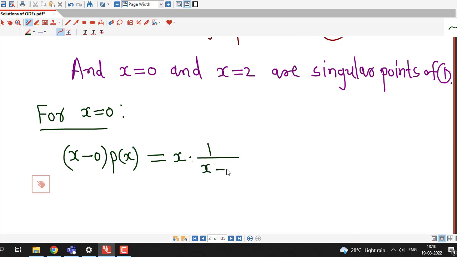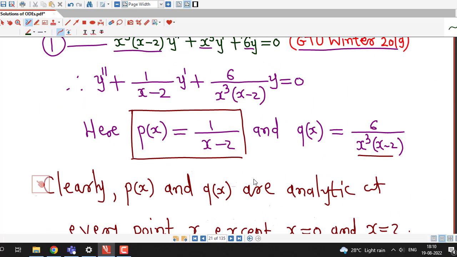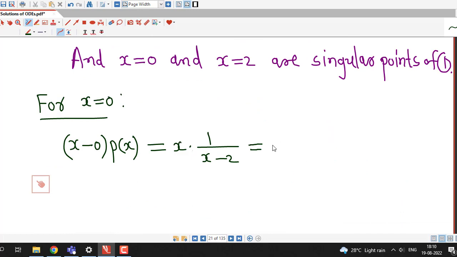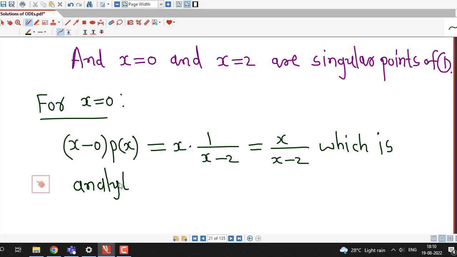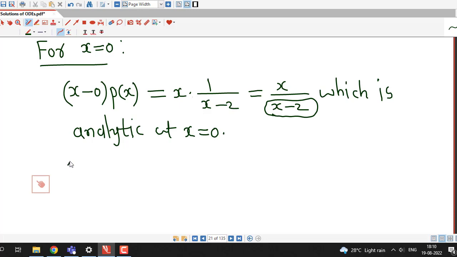Value of p(x) is 1 divided by x minus 2. So x divided by x minus 2 is a rational function. This is not analytic at x equal to 2 only. So we can say that this is analytic at x equal to 0, because here the denominator is x minus 2, so it is 0 if and only if x equal to 2. So therefore (x minus 0) into p(x) is analytic at x equal to 0.